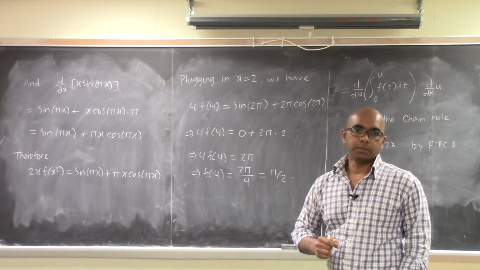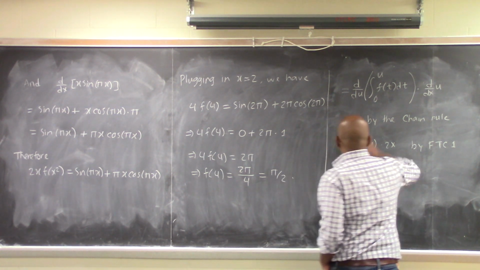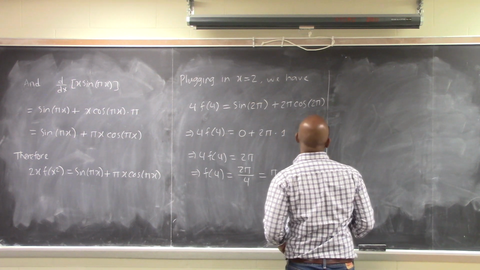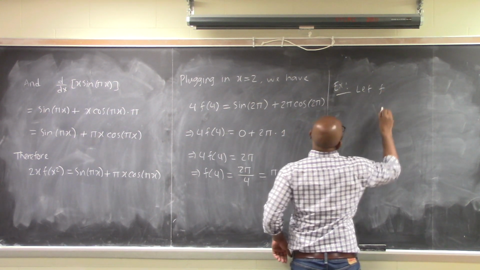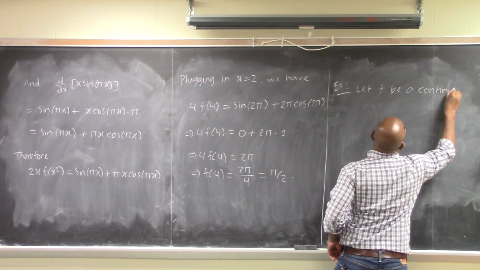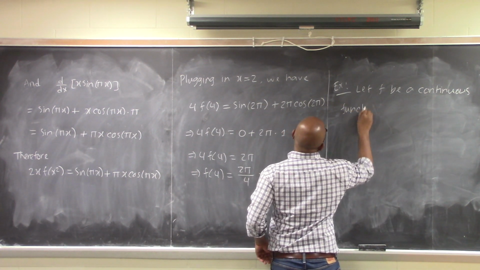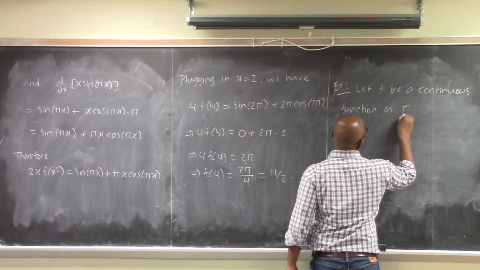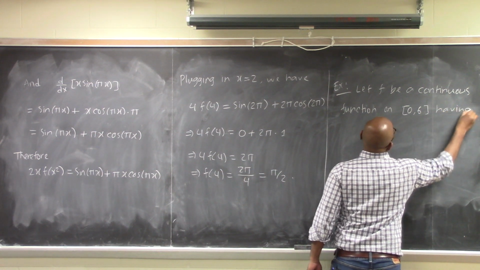So the last problem for today is a graphical problem, and it's not hard. It's a very simple problem. Let f be a continuous function on the interval 0 to 6, having the following graph.